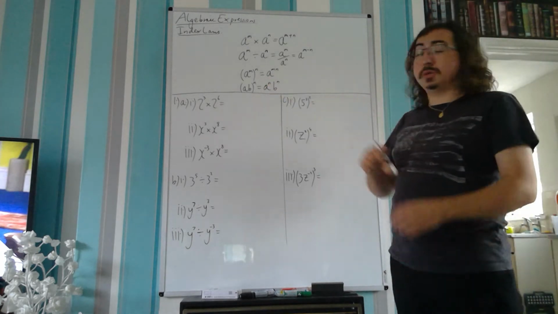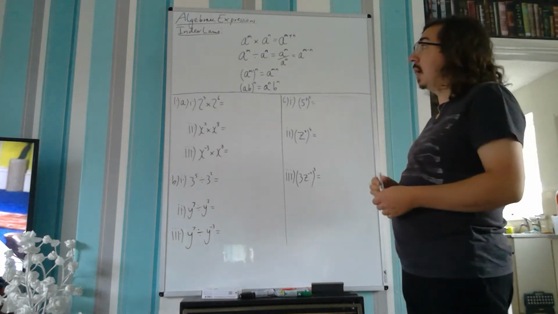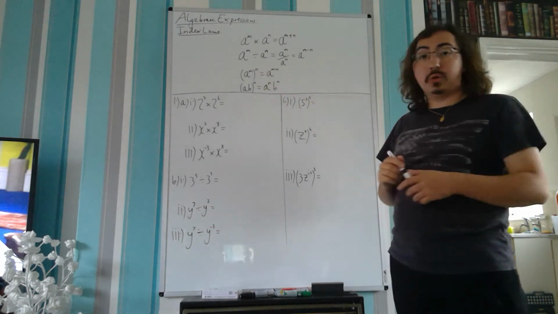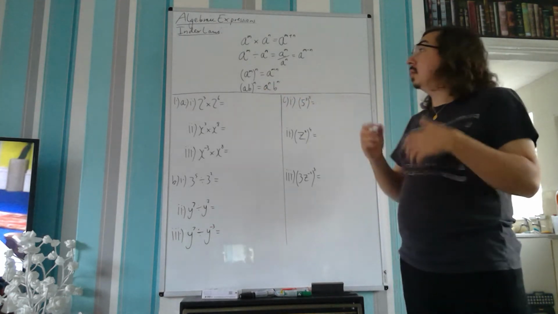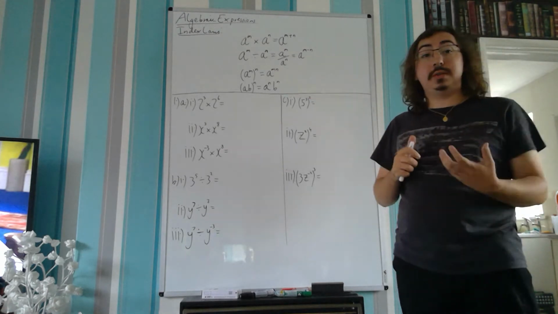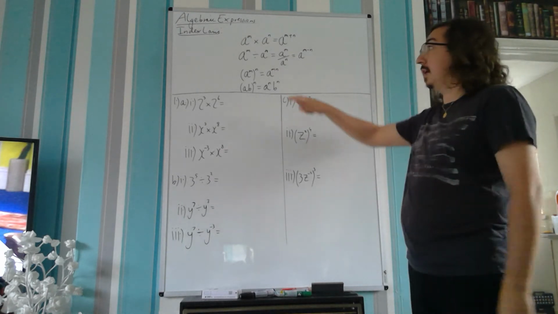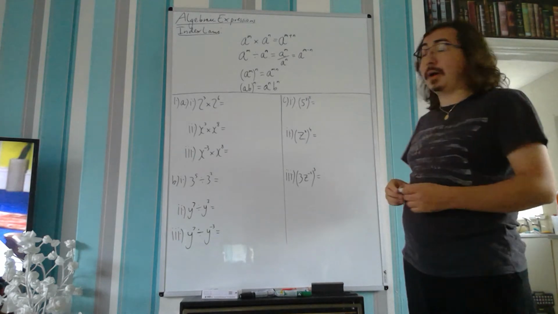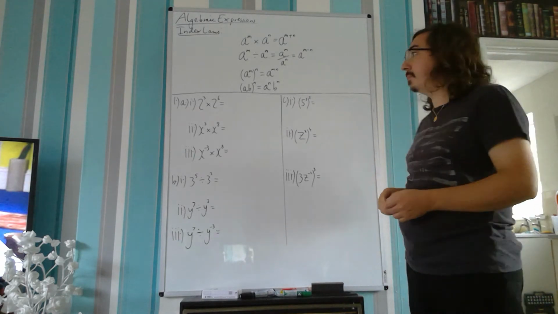We have the case as well if we've got a bracket, such as a to the power of m all to the power of n. So how can we rewrite that? Well, if you have a bracket with the two powers, all you need to do is multiply the two powers together, such that you get a to the power of m times n.